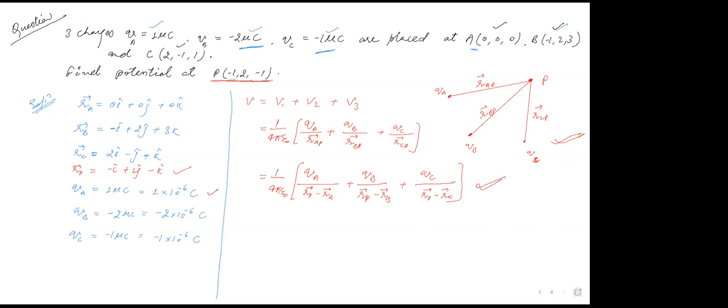Okay. And this is your 1/4 pi epsilon naught, QA over RP minus RA, plus QB over RP minus RB, plus QC over RP minus RC. Okay, this is your equation here.